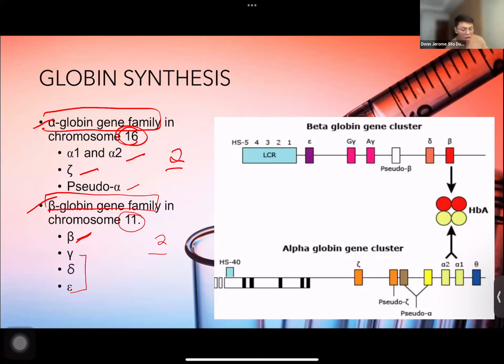Okay? Ano pa yung gusto kong emphasize dito? Next week, you'll be discussing thalassemia. Tama ba? Yes po, Doc.